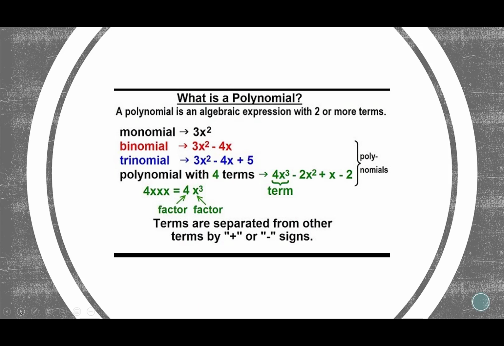A polynomial is an algebraic expression with two or more terms. And we can break down polynomials into binomials and trinomials. There is an algebraic word called monomial, and that refers to one term, and you can identify the terms easily because they're separated by a plus or minus sign. So in this section, I'm teaching you how to add two polynomials together or subtract them.